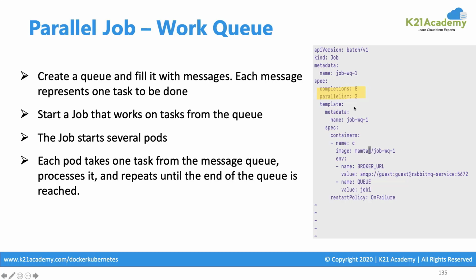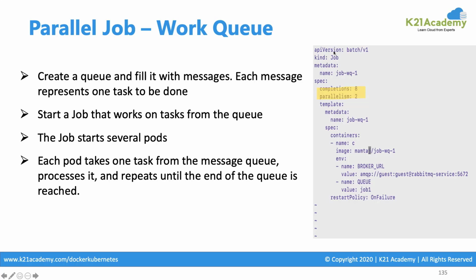Here, I've given completions as 8, which means 8 tasks need to be completed for the entire job to finish. So completions is 8 and parallelism is marked as 2. Each pod will take 1 task from the message queue and process it. That repeat cycle would happen until the queue is empty. We have defined that 8 tasks should be marked complete for this job to complete, and at one point in time, you would be creating 2 parallel pods.